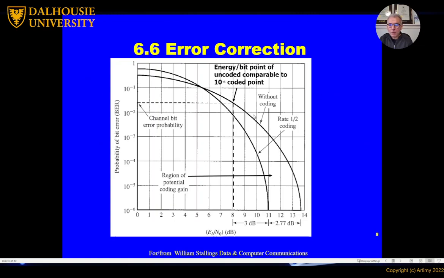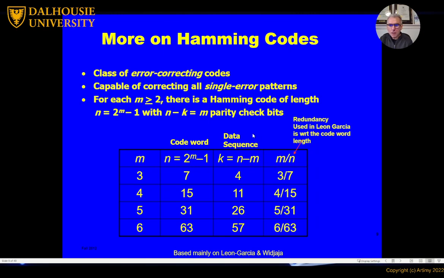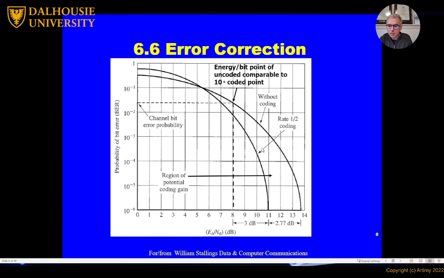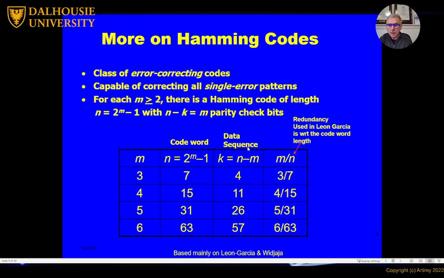So let's skip this slide and maybe we'll go back to it later, and we'll talk about the Hamming codes. So the Hamming codes are the codes that are needed to do error correction, okay? And the idea is the same. We need to add more bits for redundancies, and those extra bits will be used not only to detect errors but also to correct errors.